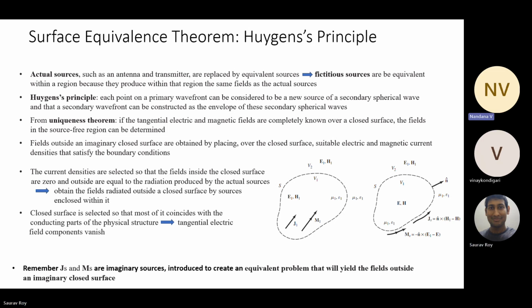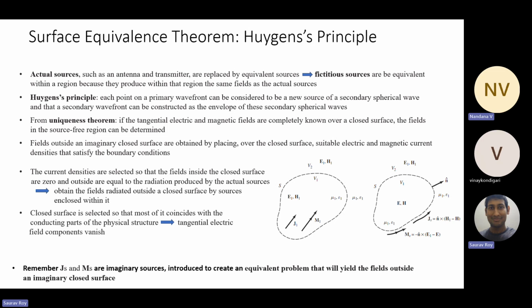The field around volume 2. The tangential field. E1 and H1. Yes. So E1 and H1 in volume 2, V2. That is what we want to calculate, right? From the sources inside, J1 and M1, we need to calculate the fields in volume V2.